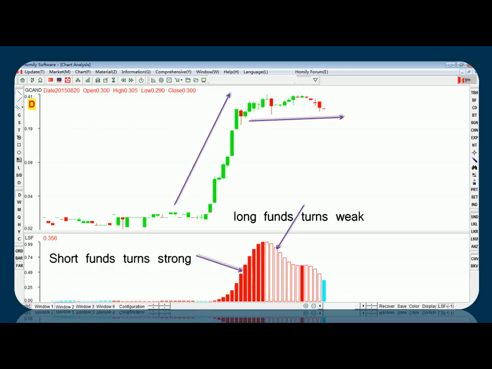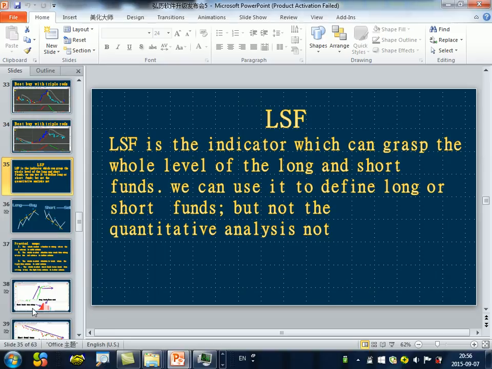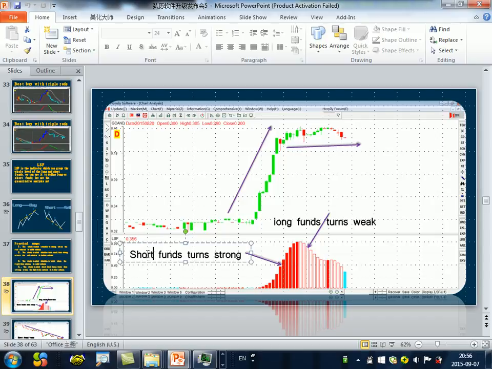So we call here the long fund tends weak, but still long bias. Long still controls the market, but not powerful, it's turning weak. And here you can see with the light line turning here and here, that means the long is turning stronger and stronger. Sorry, here's the long, not the short. It's the long. Long, yeah, correct.